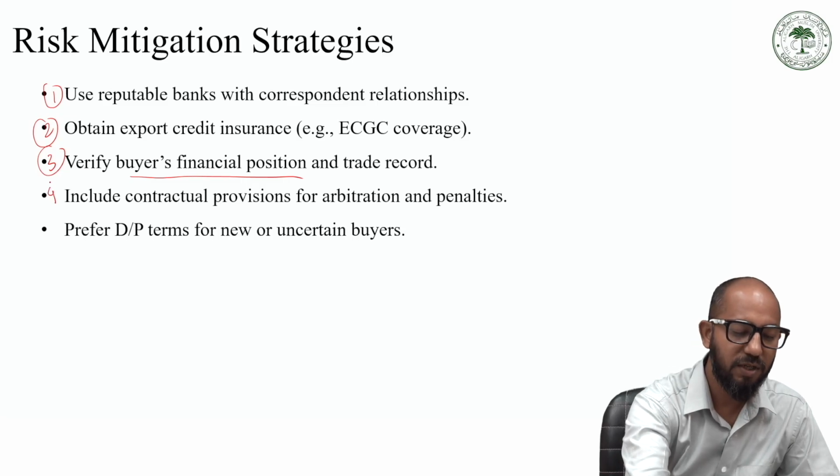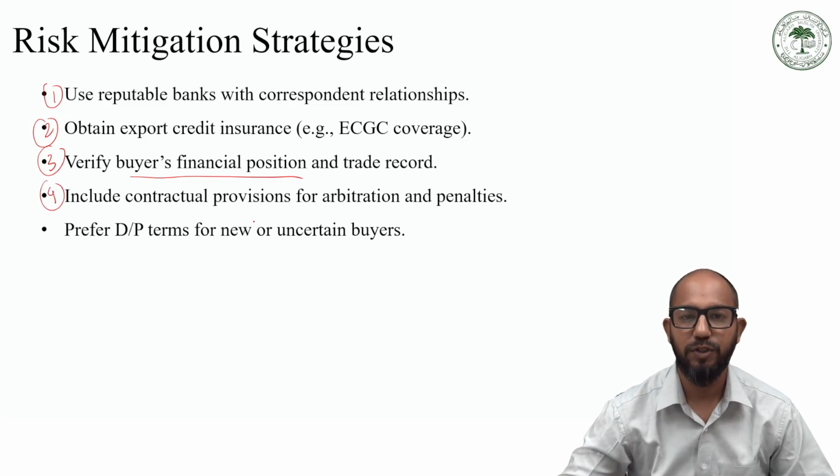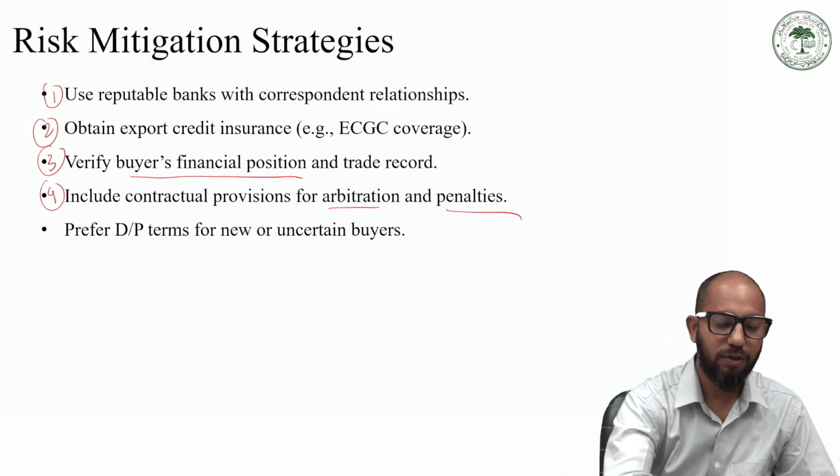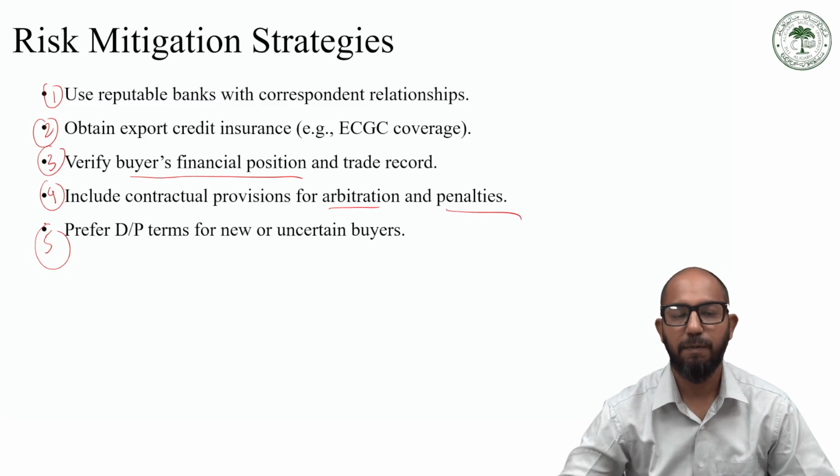The fourth risk mitigation strategy is to include contractual provisions for arbitration and penalties. Obligations such as those related to arbitration are very interesting and should be promoted because there is always a possibility of some kind of disputes arising between the parties. Thus, if arbitration patterns and processes are clear, the disputes can easily be resolved, and a timely resolution of disputes benefits both the parties as well as facilitates the trade. The fifth mitigation strategy is to prefer advance payment terms for new or uncertain buyers. There is no need to experiment with the acceptance term.